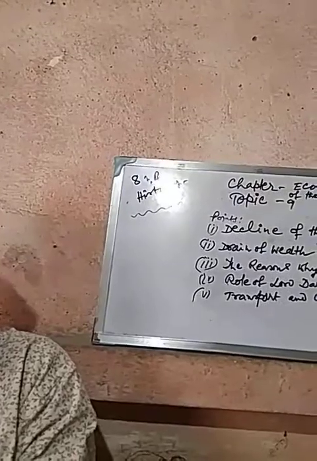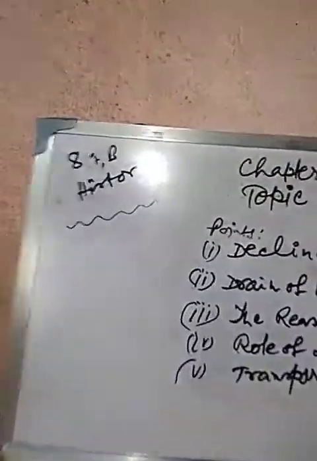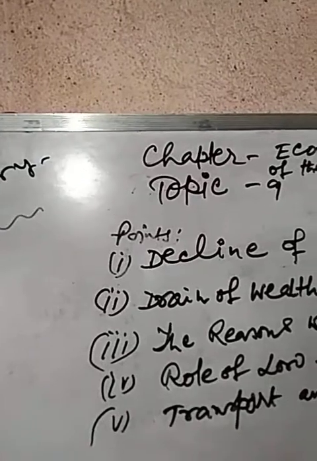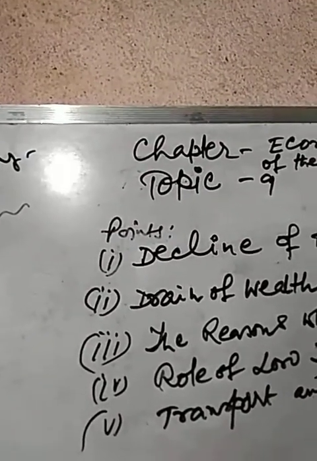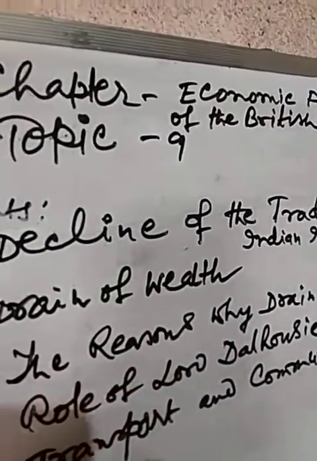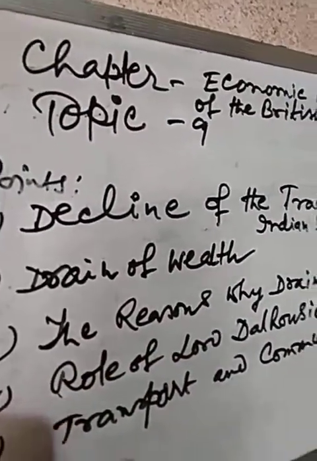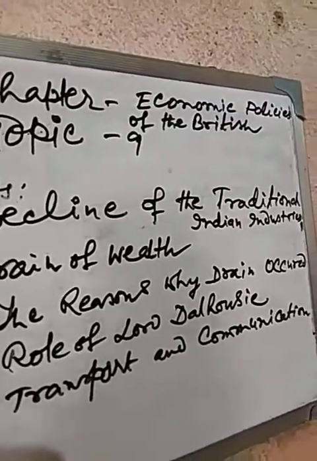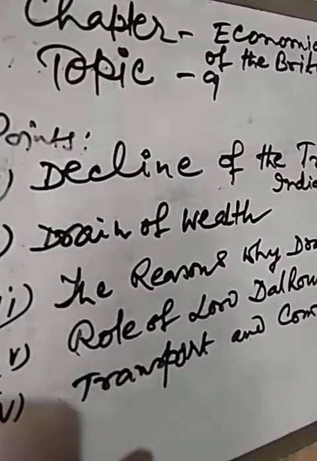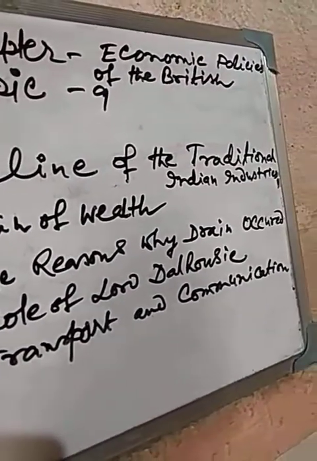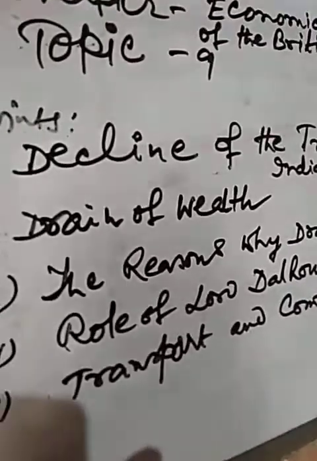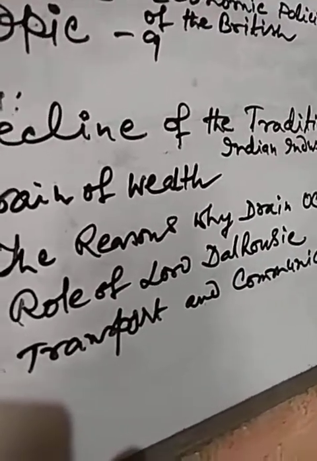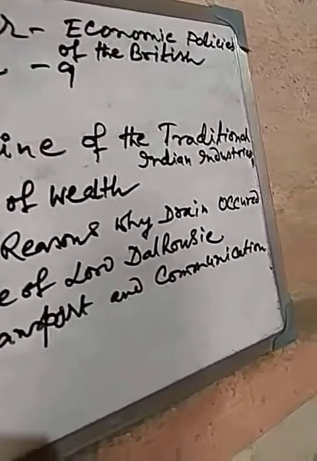They are students of class 8A and 8B. Look at the topic and chapter: Economic Policies of the British, chapter number 9. The points: number 1, decline of the traditional Indian industries; drain of wealth; the reasons why drain occurred; role of Lord Dalhousie; transport and communication.